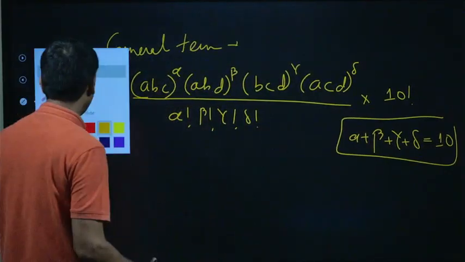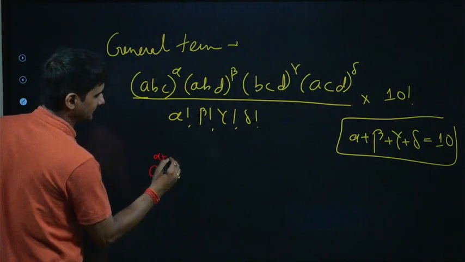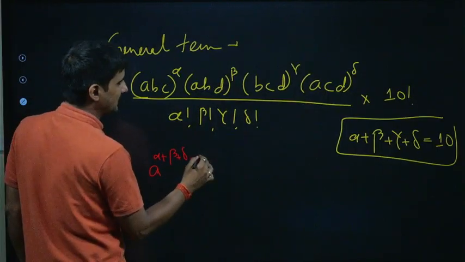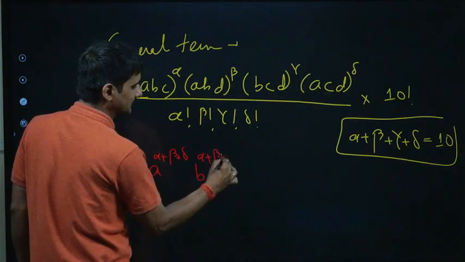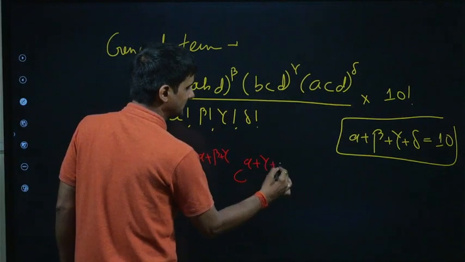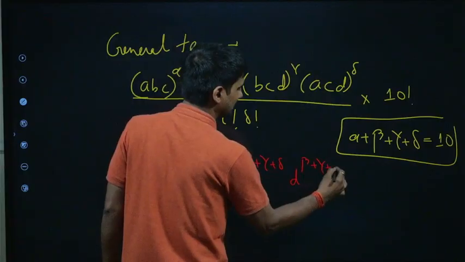So the power of a is alpha plus beta plus delta, then b is raised to the power alpha plus beta plus gamma, then c is raised to the power alpha plus gamma plus delta, and d is raised to the power beta plus gamma plus delta.